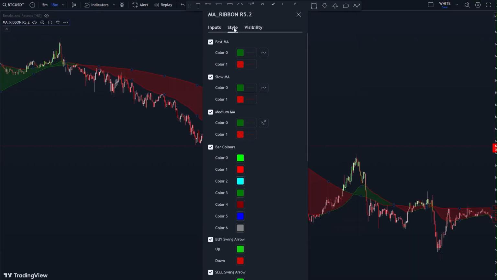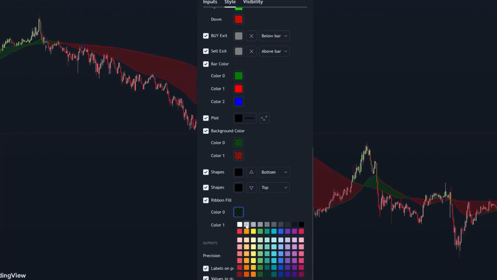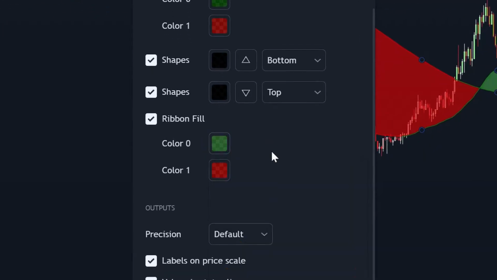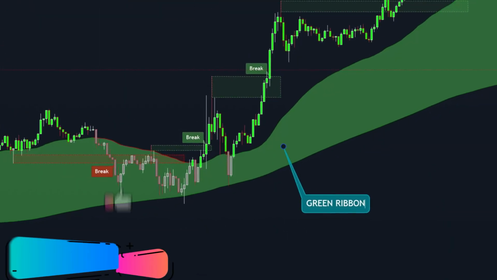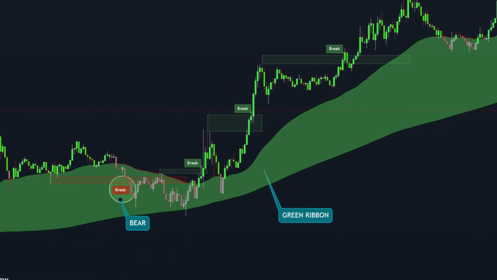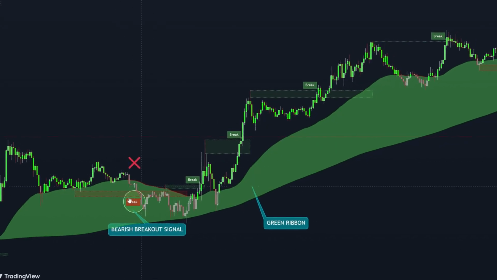Finally, we'll go to the style section and make the ribbon more visible. This might involve changing the color or thickness of the ribbon so that it stands out more clearly on the chart. So when the trend is upward, like in this example shown by a green ribbon, we won't enter trades based on bearish breakout signals.